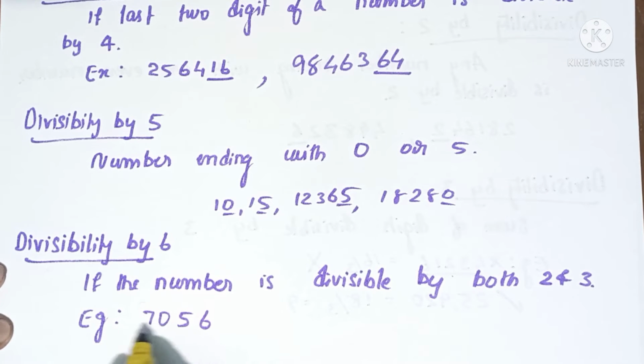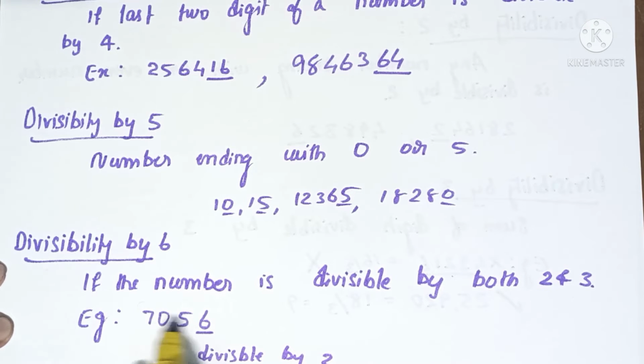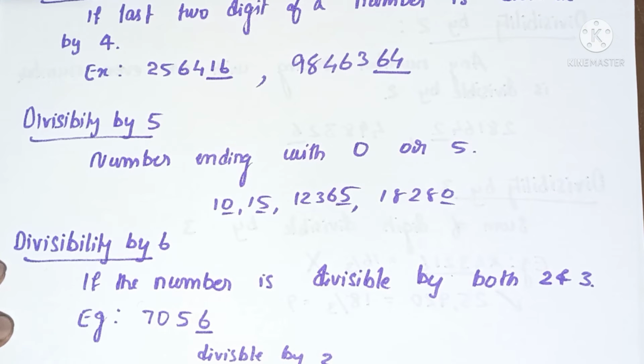If this number is divisible by both 2 and 3, then this number is divisible by 6. So it is ending with an even number, so for sure it is divisible by 2. Now we need to check if this number is divisible by 3 or not. How will we check? We will add all the digits of this number. So 5 plus 7 is 12. 12 plus 6 is 18. Sum is 18, so this is divisible by 3 also. So what we can say? This number is divisible by 6.